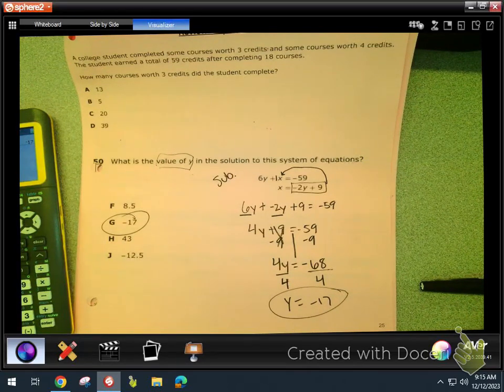And especially because these problems take a while. They are a lot of work. And we do not want to do extra work if we do not have to.